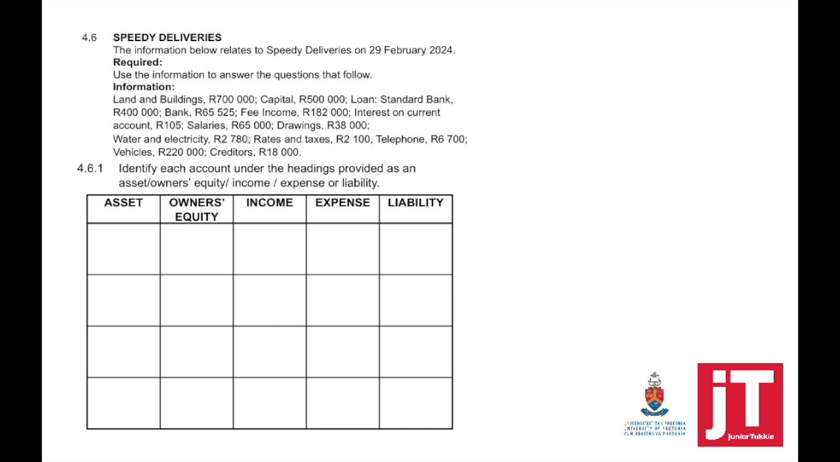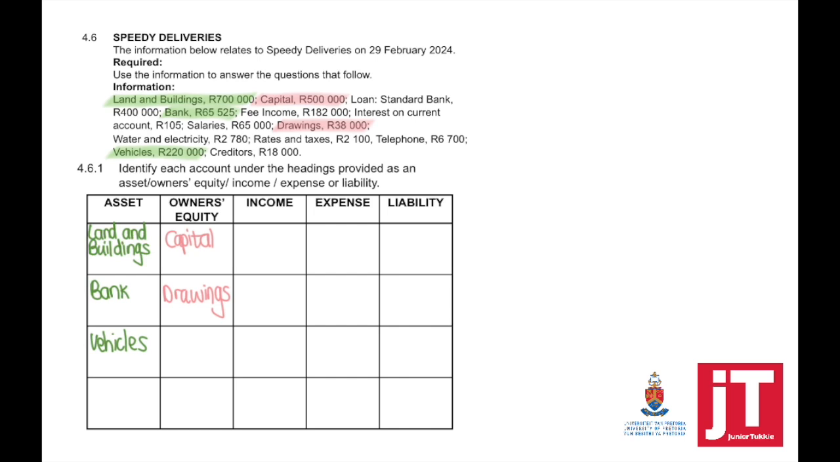So identifying the assets would be land and buildings, bank. Remember that we're only looking at assets now. And then we have vehicles. Next, we need to identify our owner's equity. So looking at our owner's equity, there's only two direct owner's equity accounts. That will be capital and drawings.